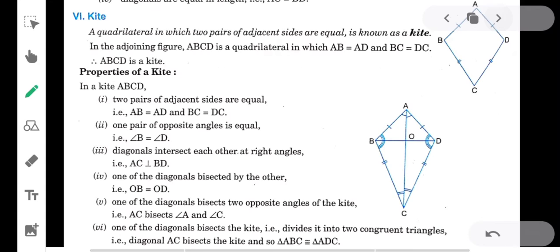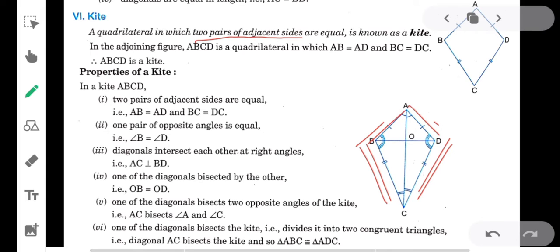Clear? Next, kite. A quadrilateral in which two pairs of adjacent sides are equal. Adjacent sides means AB and AD, or BC and CD, which are adjacent sides that are equal, is known as kite. So you can say ABCD is a kite because AB equal to AD and BC equal to CD. Two pairs of adjacent sides.